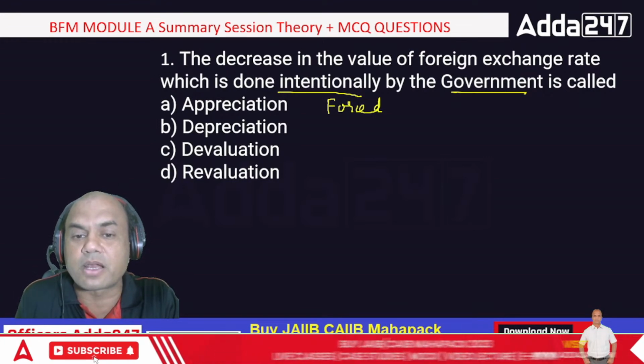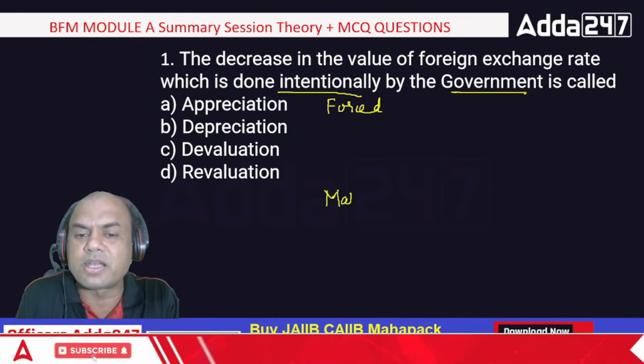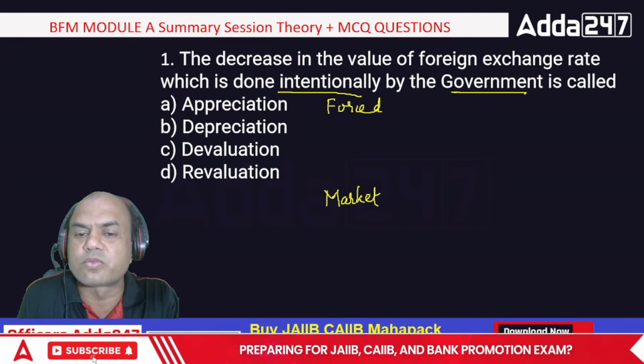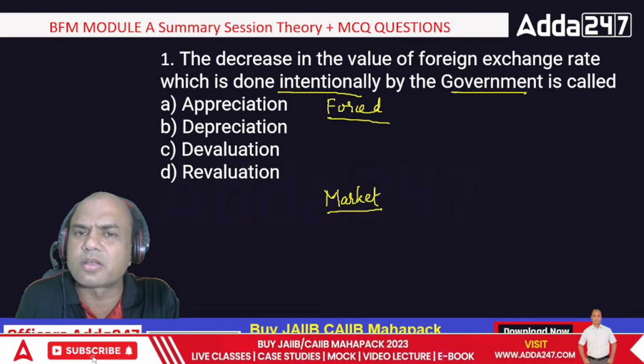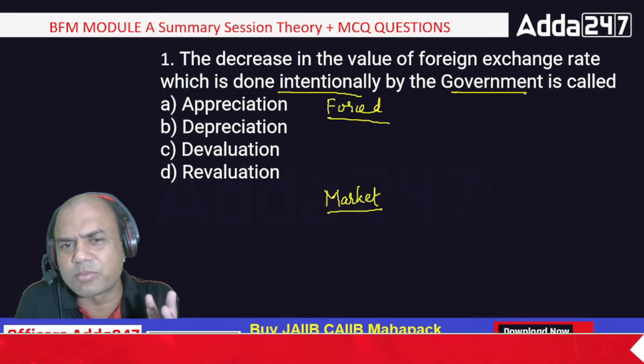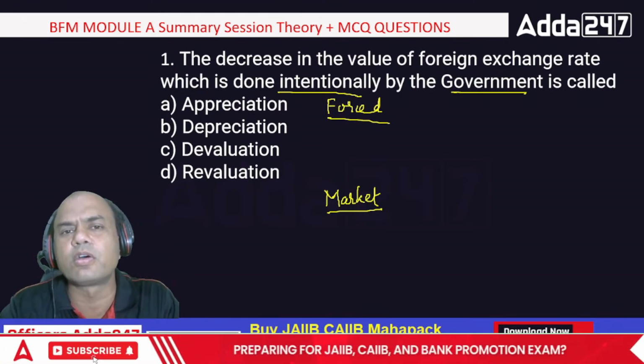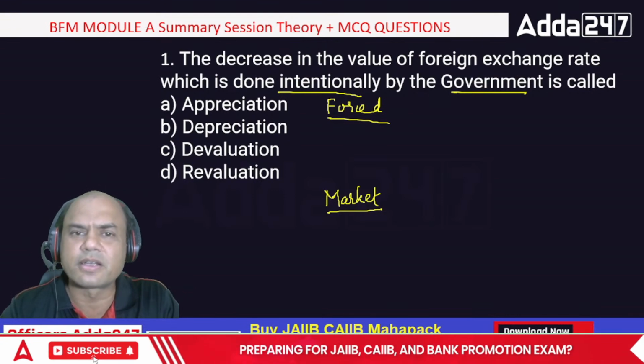And second is by the market. Means somebody interfering in this, that is known as force, and second is in the market. Okay. This is what is called, again, there's one big problem which has been done in your CAIIB studies.